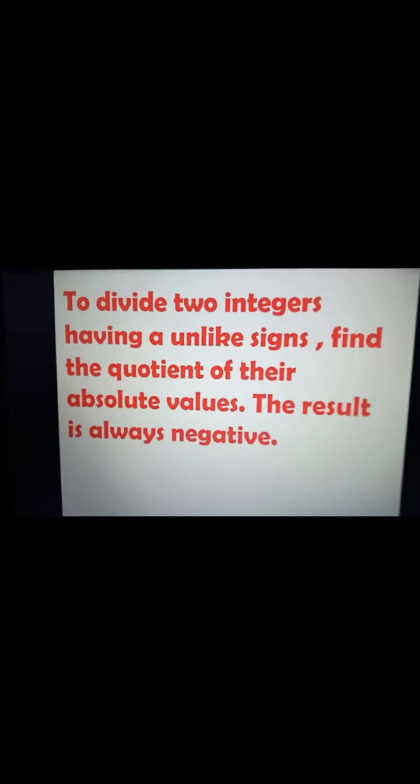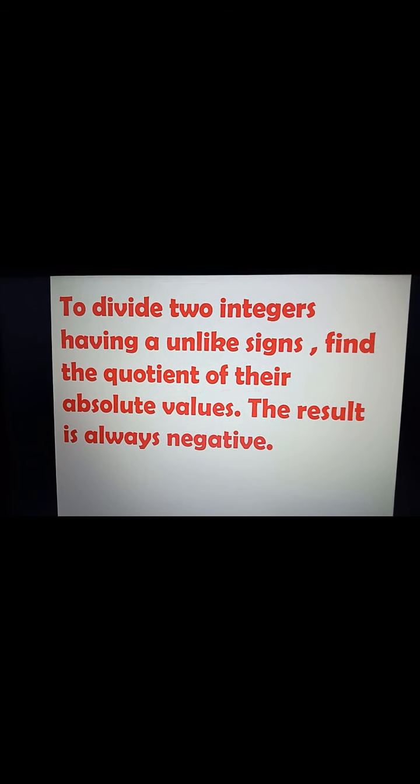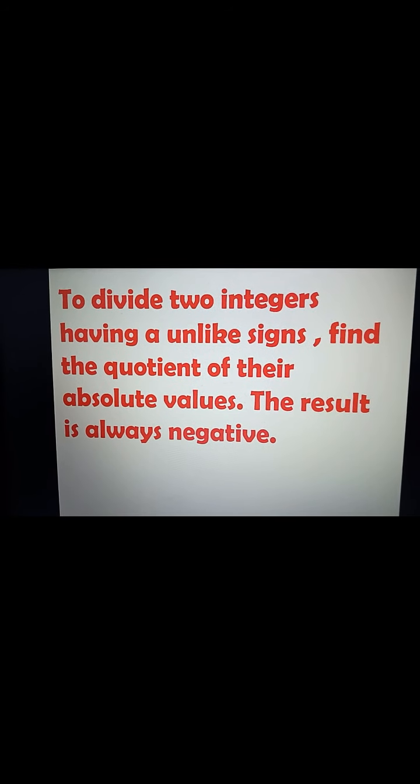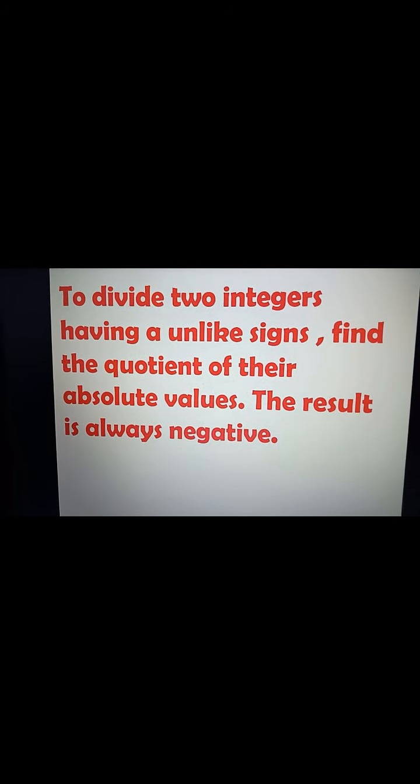Now let us proceed to the unlike signs. To divide two integers having unlike signs, find the quotient of their absolute values. The result is always negative.